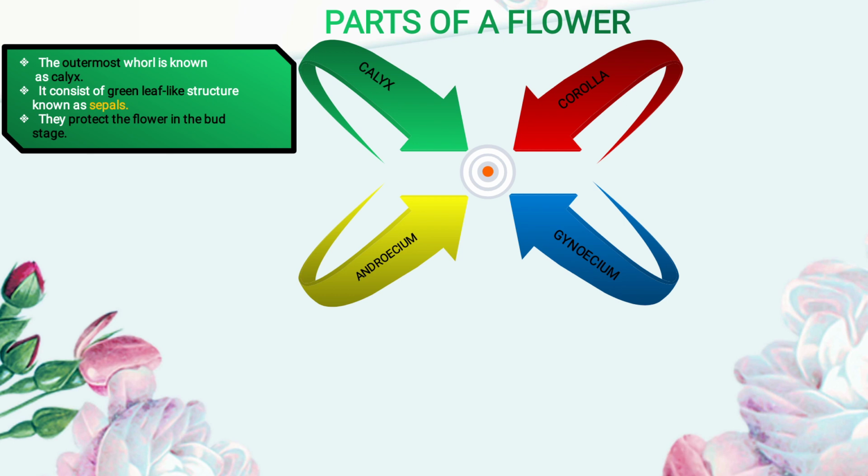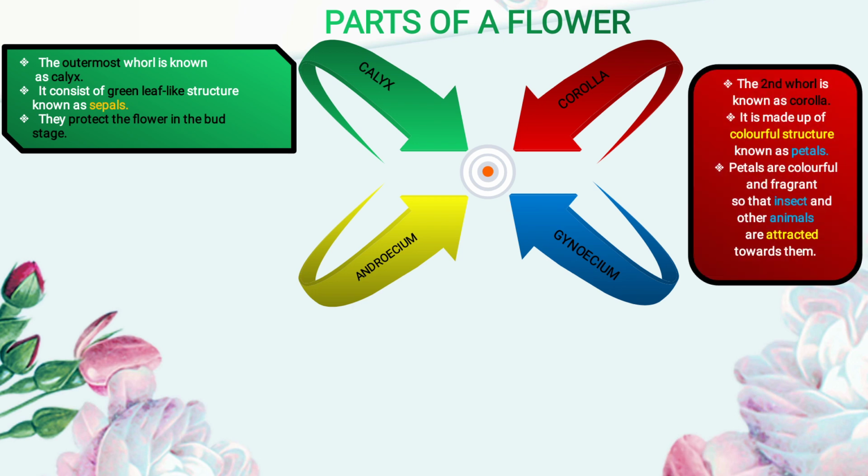So the outermost is the calyx. It consists of green leaf-like structures known as sepals. Now what is the function of calyx? It protects the flower in the bud stage. Bud in Hindi we call kali. So it protects the flower in the bud stage. This is the function of calyx.